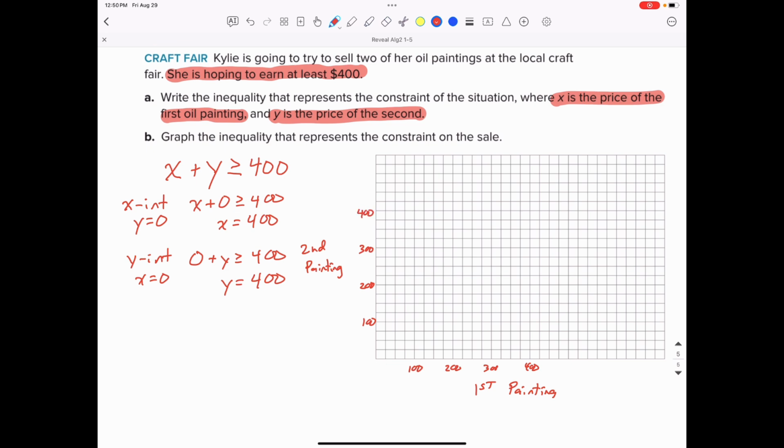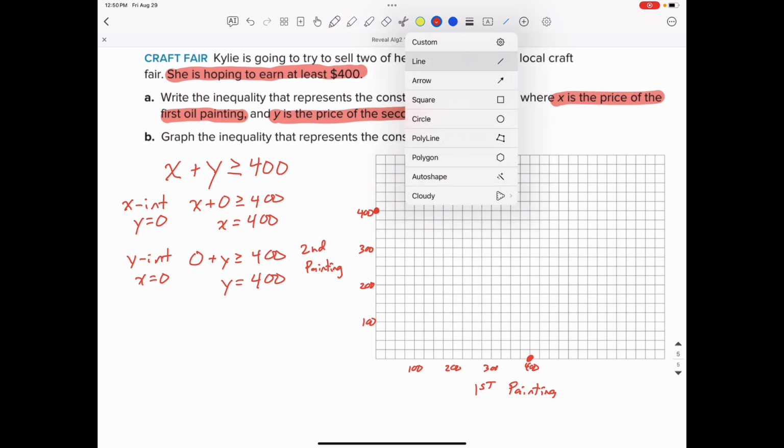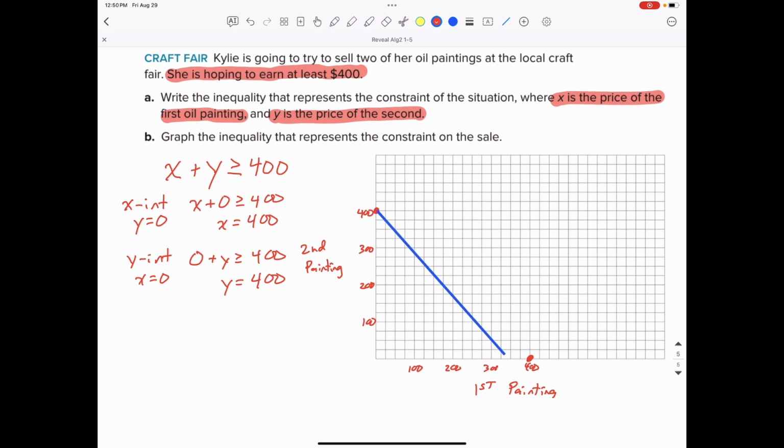So my x-intercept is 400, so I'll place a point on the x-axis at 400. My y-intercept is also 400. I'll place a point there. And then I will connect those 2 points with a solid line. It is a solid line because it is equal to from there to there. Again, notice I didn't go through the axes on this because if I go through the axes, that means I'm dealing with negative numbers, and those just simply don't make sense in the context of this situation.